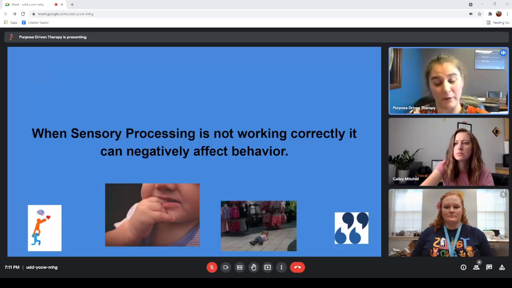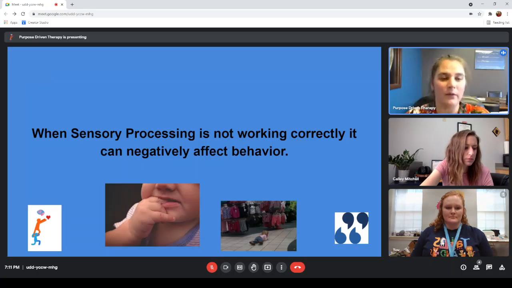We're like, well, why is that person throwing a temper tantrum? When really it's just that they're overstimulated and their body has stopped processing. Or, this person's too rough, but really they just need that extra input. So they're seeking that through the extra force where they're running into things.